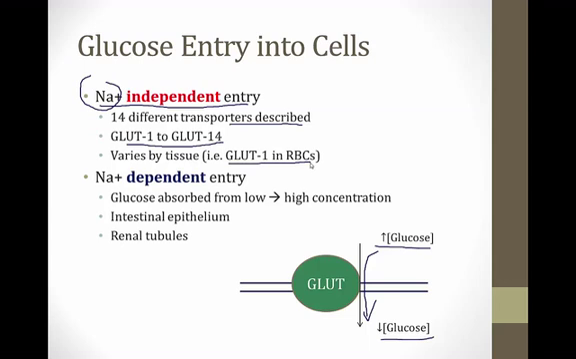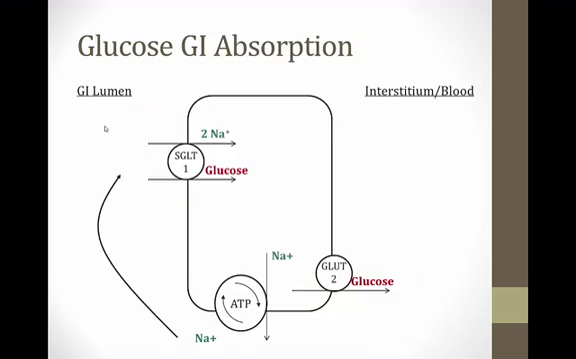The second type of glucose entry into cells, which is less common, is called sodium-dependent entry. This is used when glucose needs to be absorbed from a low to a high concentration. There are two important places where this takes place. The first is in the intestinal epithelium, and the second is in the renal tubules. Here's a depiction of how glucose is absorbed by intestinal epithelial cells.